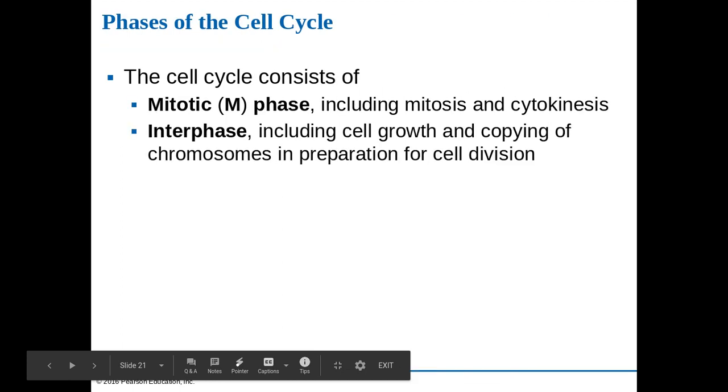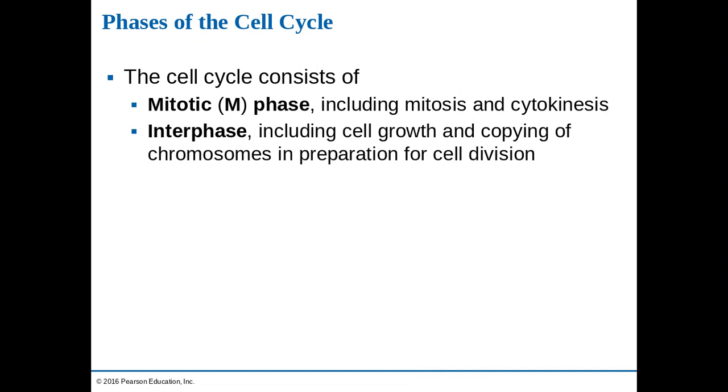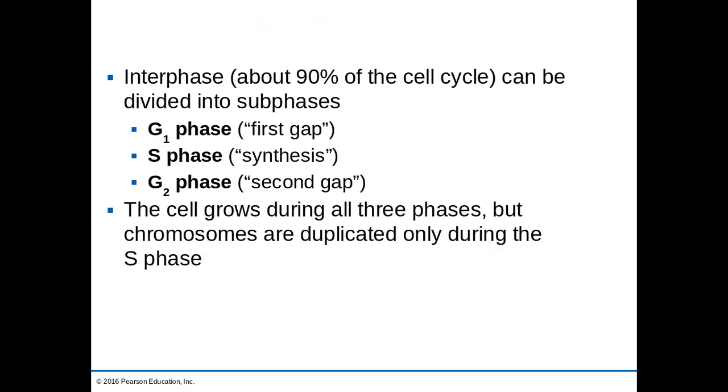So the cell cycle really has two parts to it. The first part to know about is the M phase, or the mitotic phase, and this includes mitosis and cytokinesis. Then interphase takes up the rest of the cell cycle, and this is where the cell is growing bigger. It's copying chromosomes to prepare for cell division and just doing normal cell stuff. Since it's when the cell is doing normal cell stuff, interphase takes up most of the time in the cell cycle. About 90% of the cell cycle, the cell is in interphase. So if you're looking at a whole bunch of cells under the microscope, which we will do, you're going to notice that most of the time those cells are in interphase.